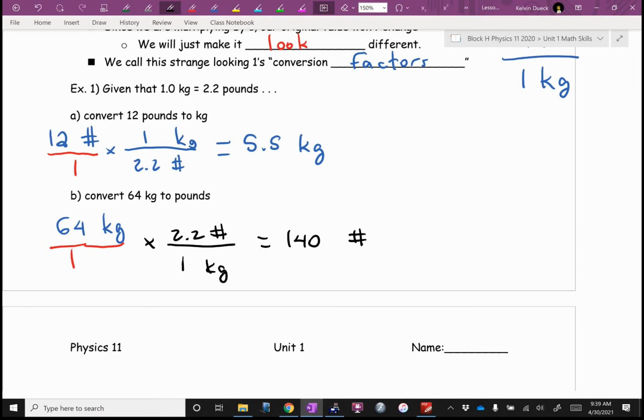Psst. Let's ignore sig figs for the remainder of this. I did sig figs in a separate lesson. You practiced it there. Yeah.